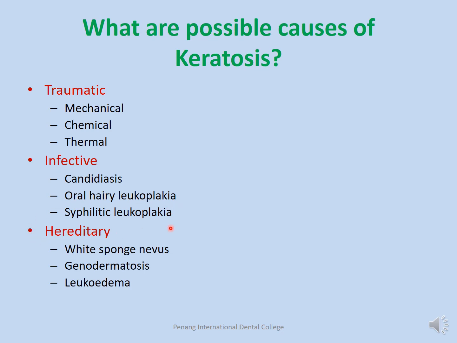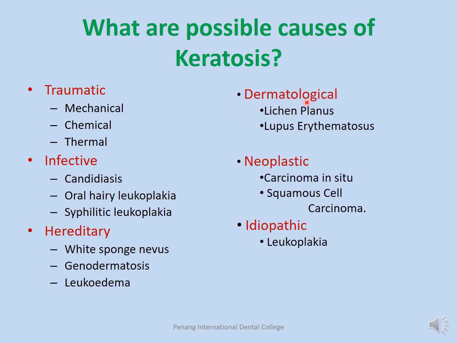Under the hereditary causes, you have white sponge nevus. We have genodermatosis, a category of disorders collectively called genodermatosis. That means they are genetic disorders which are hereditary and they cause skin as well as oral lesions which appear white. And of course, leukoedema, which is again hereditary but is not a pathology and is categorized as a normal variant.